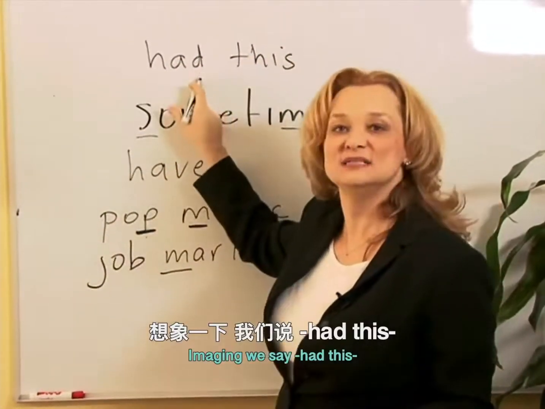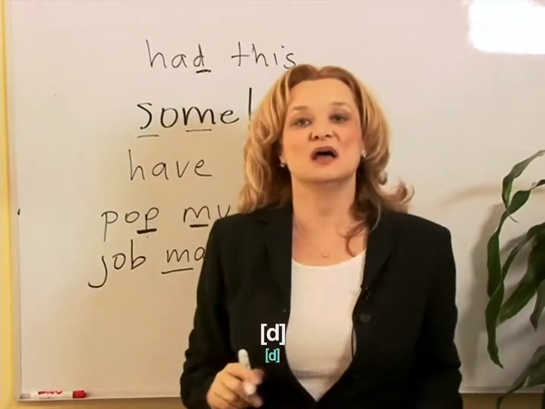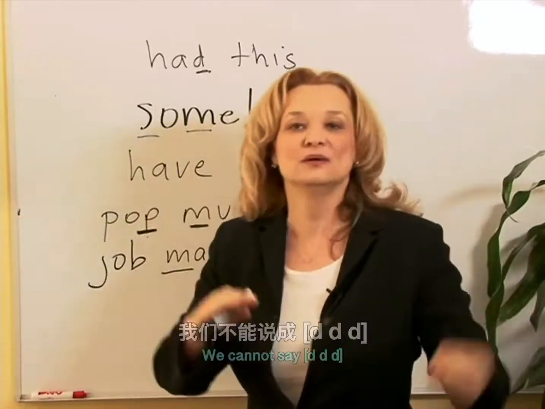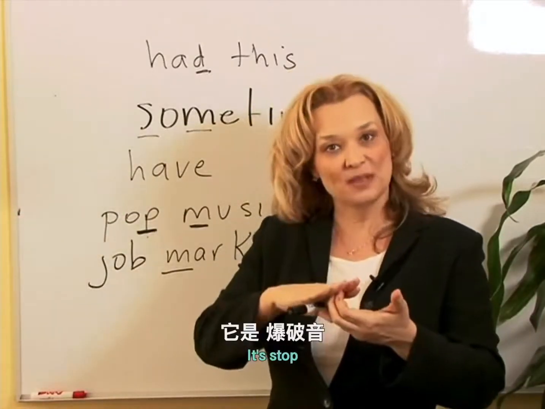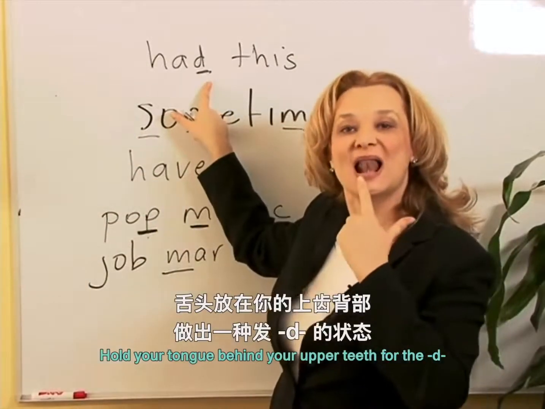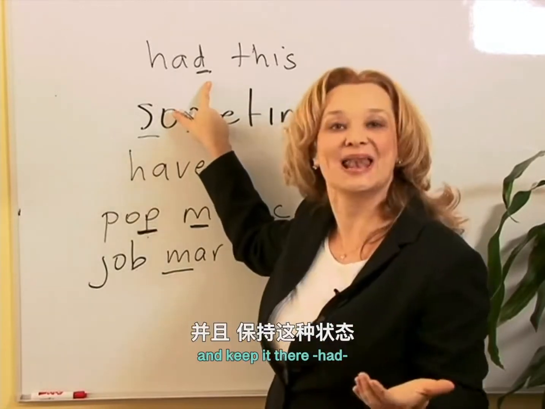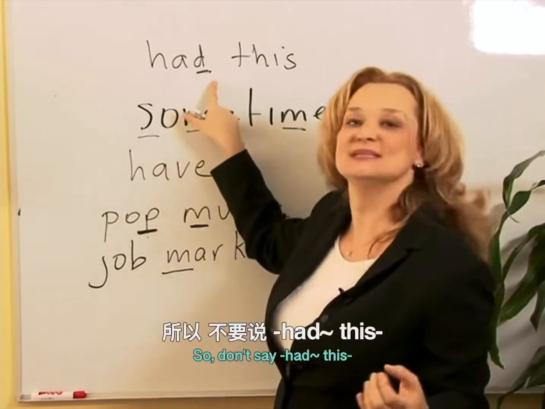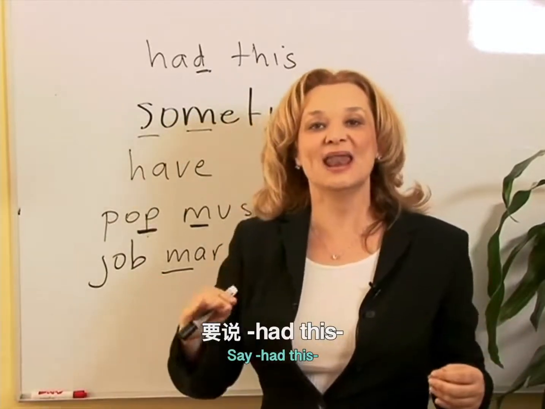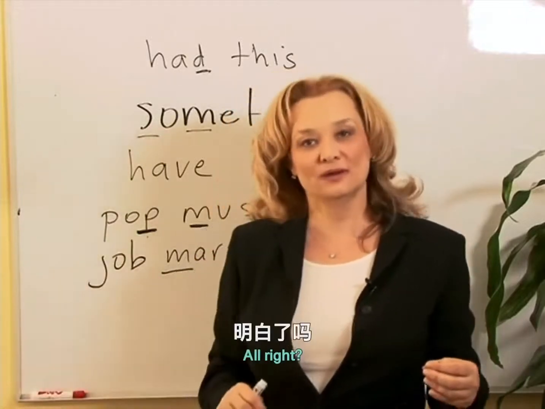Imagine we say "had this." This is a D, d, d, d. This is a stop because we cannot prolong it. We cannot say "d, d, d." We can say "d." It's a stop. So when we say this, hold your tongue behind your upper teeth for the D and keep it there. "Had, had." So don't say "had-uh this." Say "had this, had this." I had this job. All right?